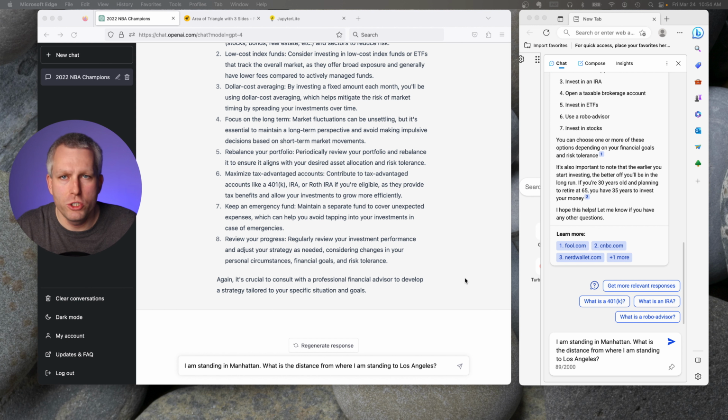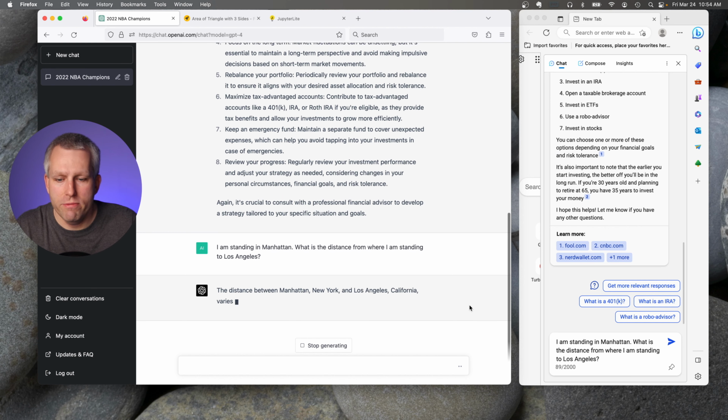I saw on the web that the GPT models sometimes have a hard time with the reasoning. I'm gonna tell it, I'm staying in Manhattan. So I'm in Manhattan. What is the distance from where I'm standing to Los Angeles? So it has to kind of figure out that where I'm standing is Manhattan and then figure out the distance from Manhattan to Los Angeles. I've seen some examples where some other models give you the wrong answer. So let's see what the GPT-4 tells you.